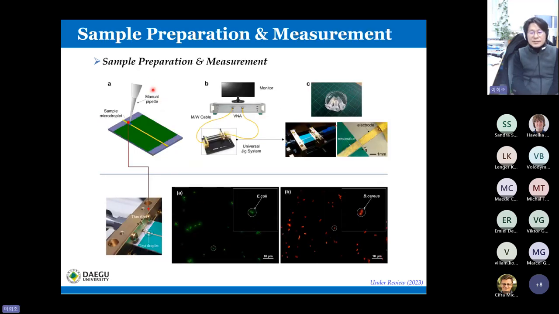Okay, our sensor is a simple, compact scheme with a small volume, about 2 microliters, using pipettes. This photograph represents the device under test with a small droplet specimen. We use a universal test fixture jig system associated with a vector network analyzer. And then this image shows the test sample, LB medium with E. coli and Bacillus bacterium cells. Furthermore, this image represents the E. coli cells stained with green fluorescence and the Bacillus cereus cells with red fluorescence.